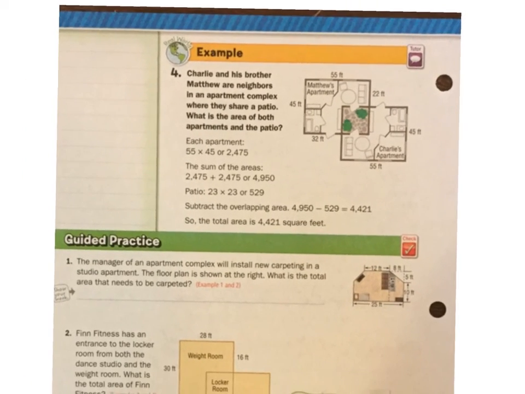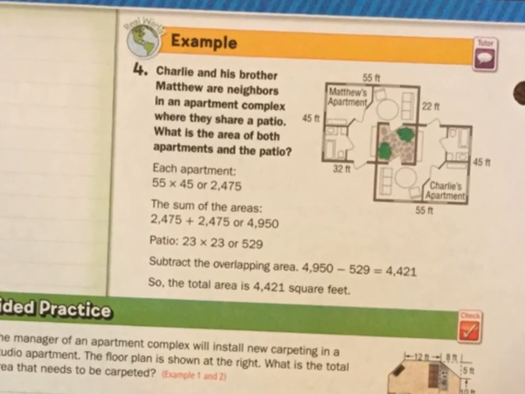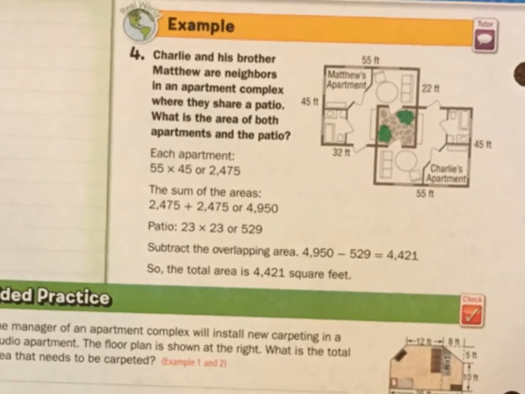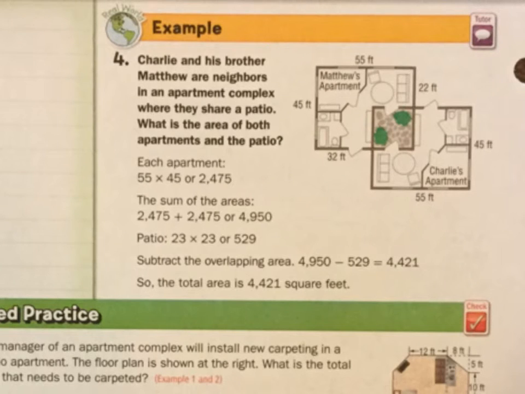All right, let's do this one here. One more example. Charlie and his brother, Matthew, are neighbors in an apartment complex. They share a patio. What is the area of both apartments and the patio?